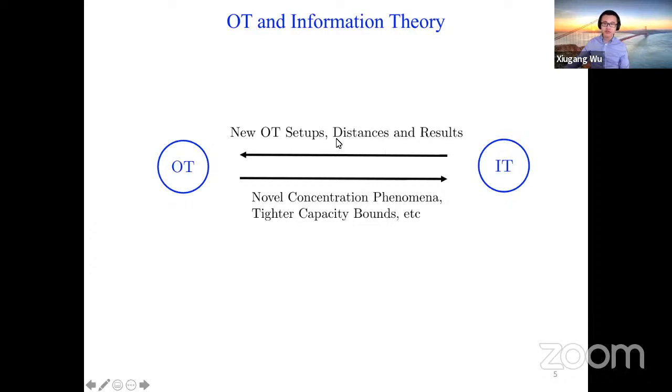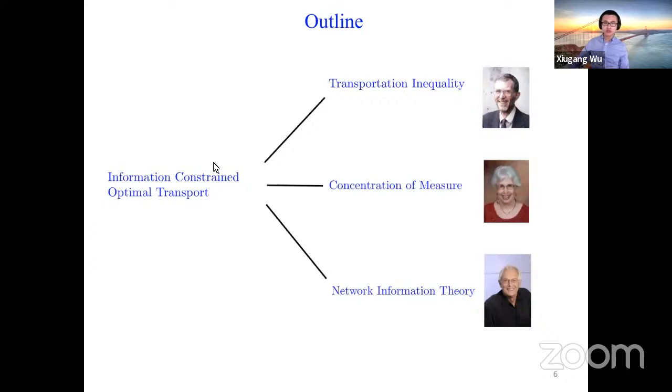And conversely, these new findings in optimal transport theory will allow us to obtain new results in information theory as well. For example, it will allow us to derive some old and new concentration of measure phenomena through information theoretical methods, as well as derive tighter capacity upper bounds in the field of network information theory. So in particular, here is the outline of the rest of this talk.